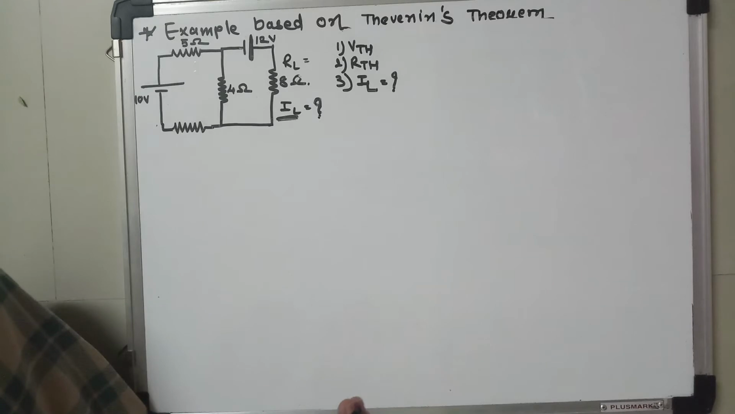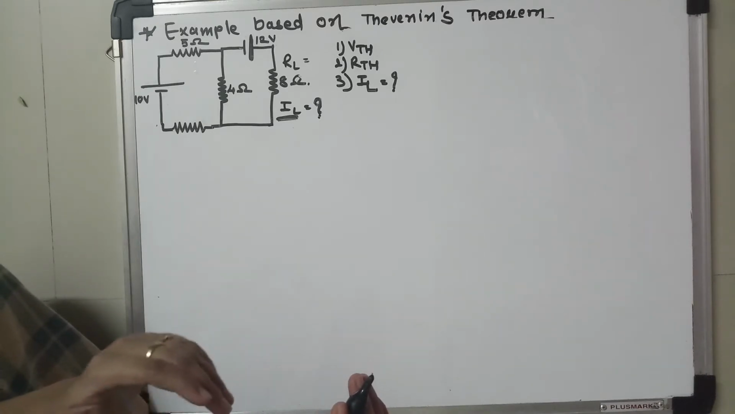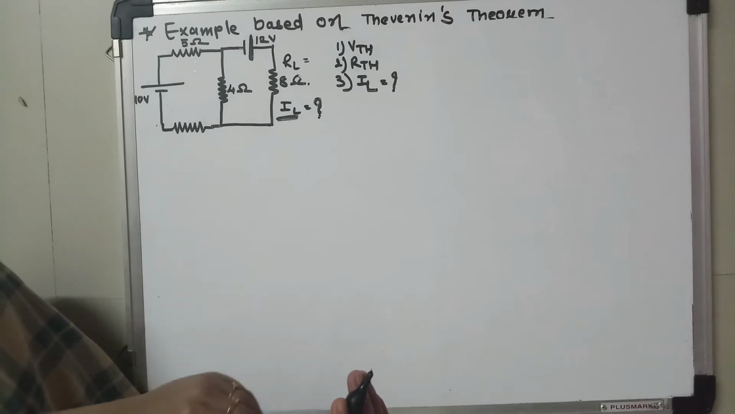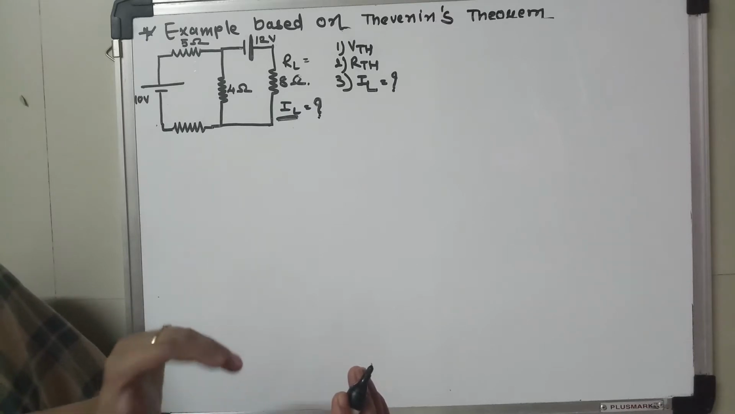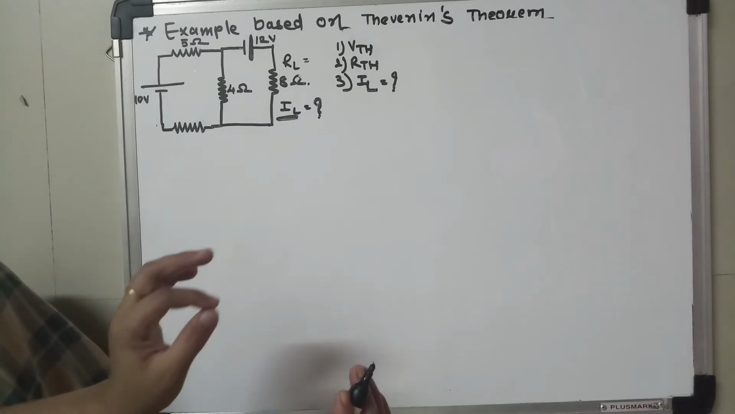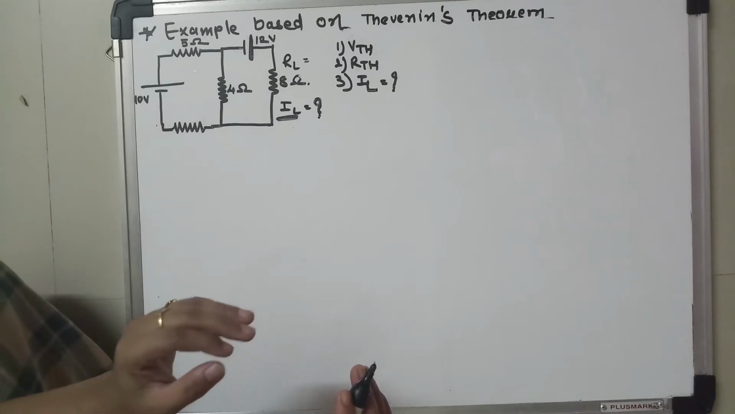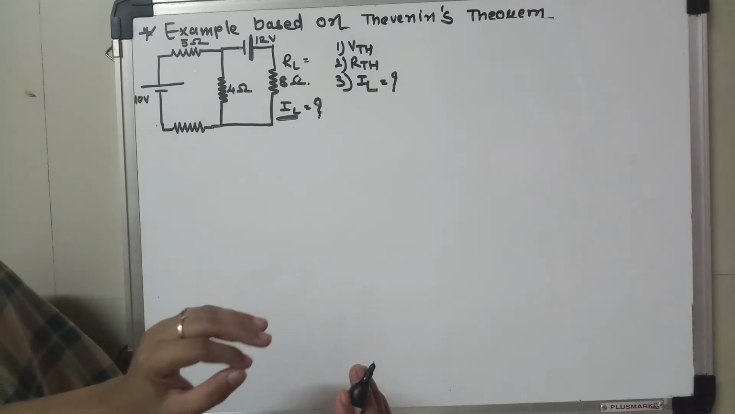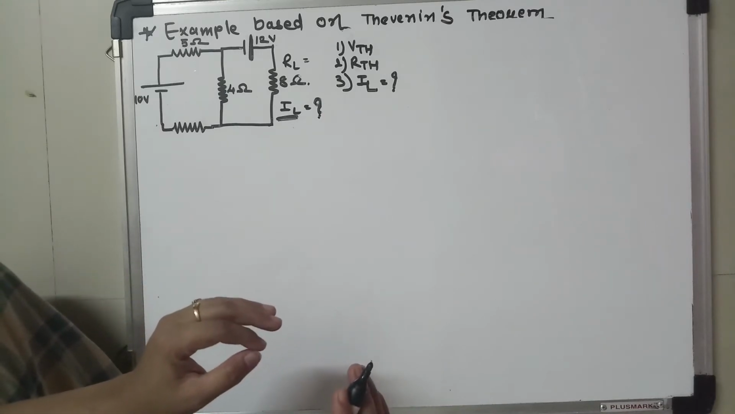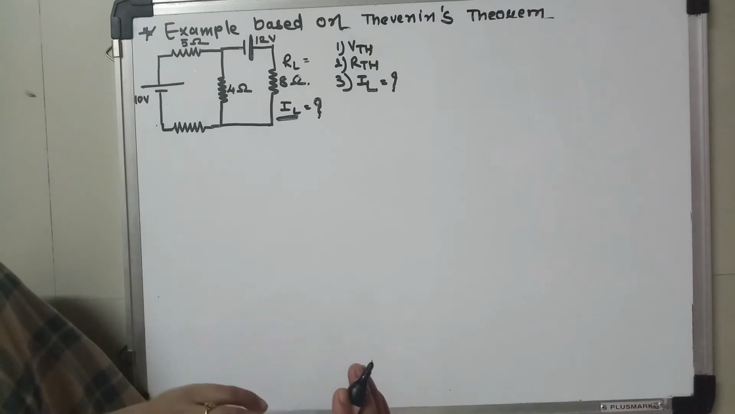Now what is the statement of the Thevenin theorem? The statement is like this: in any network having a number of energy sources and elements, viewed from the open circuit terminal, that network can be replaced by a single equivalent network consisting of a single equivalent voltage source which is in series with a single equivalent resistance.